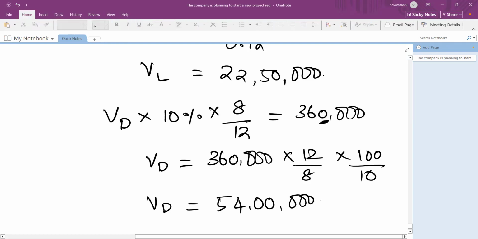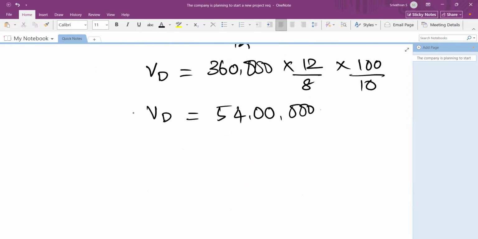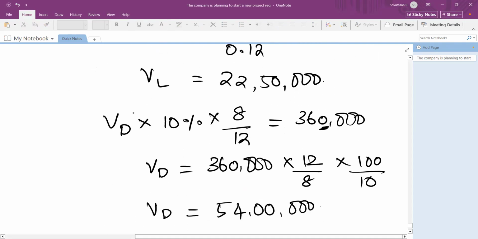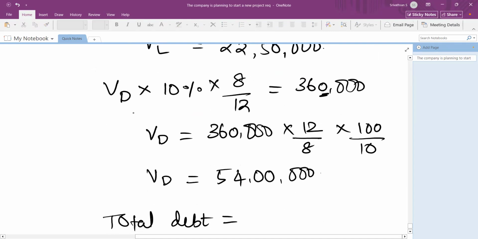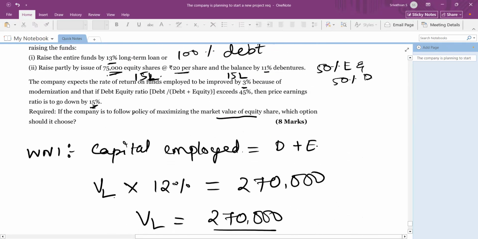And then we also have equity share capital. But before that, let's write the total debt. Total debt is equal to, the company has borrowed 22,50,000 in the form of bank loan and they have borrowed 54 lakh in the form of debentures. So the total debt is 54 lakh plus 22,50,000, we get 76 lakh 50,000. This is the total amount of borrowings made by the company.